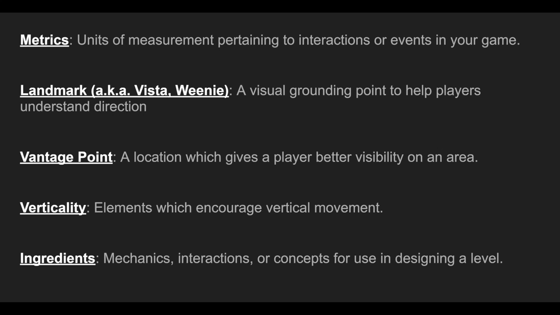Landmarks. These are also called vistas and weenies. I think weenies is a Disney parkitecture terminology thing. Landmarks are a visual grounding point to help the player orient themselves in a space. A water fountain in a plaza, a bell tower in the distance, a mountain in the really far distance. These can all be used as landmarks. It's basically just a feature that a player can look at and go, oh, I remember that was here when I was there, so now I know where I am in relation to it. Especially if you have more complex spaces, it really helps the player understand where they are or where they're oriented. Vantage points, locations which allow you to get a better view of an area.